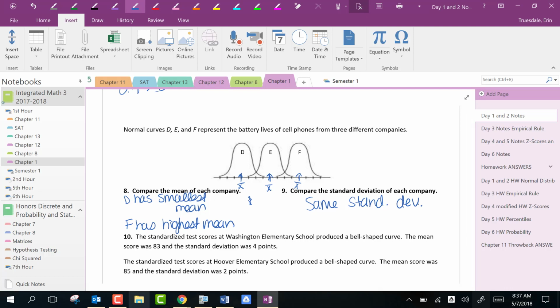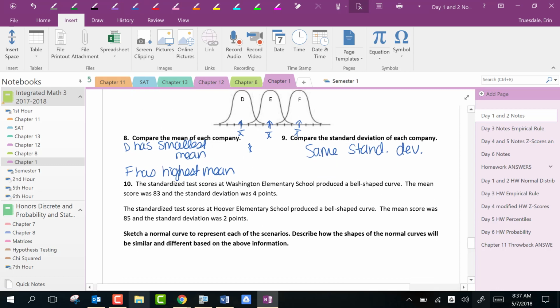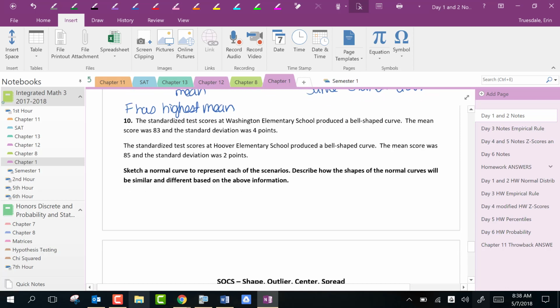Okay. It says the standard test scores at Washington Elementary produced a bell-shaped curve. The mean score was 83 and the standard deviation was 4. The standard test scores at Hoover Elementary School produced a bell-shaped curve, but the mean score was 85 and the standard deviation was 2. Sketch the normal curves to represent these scenarios. Describe how the shapes of the normal curves will be similar and different.